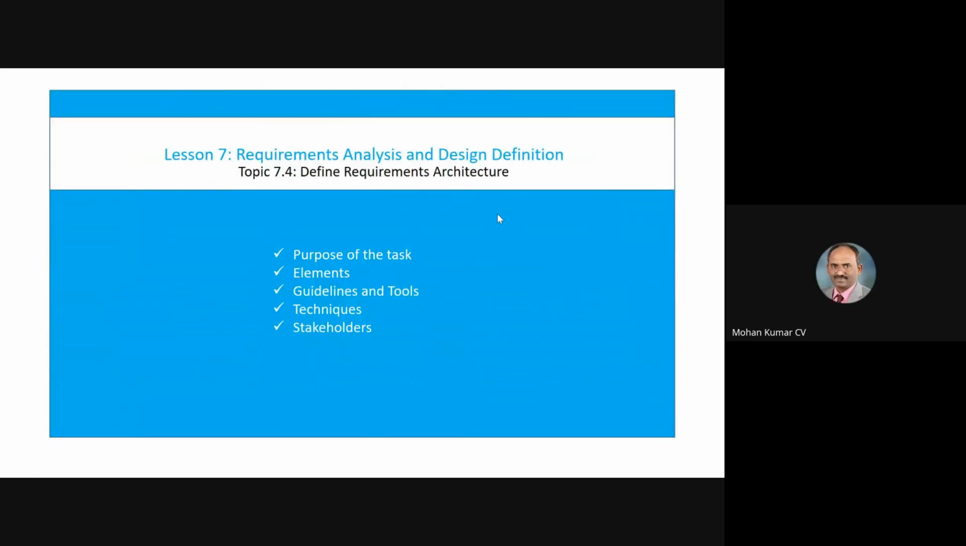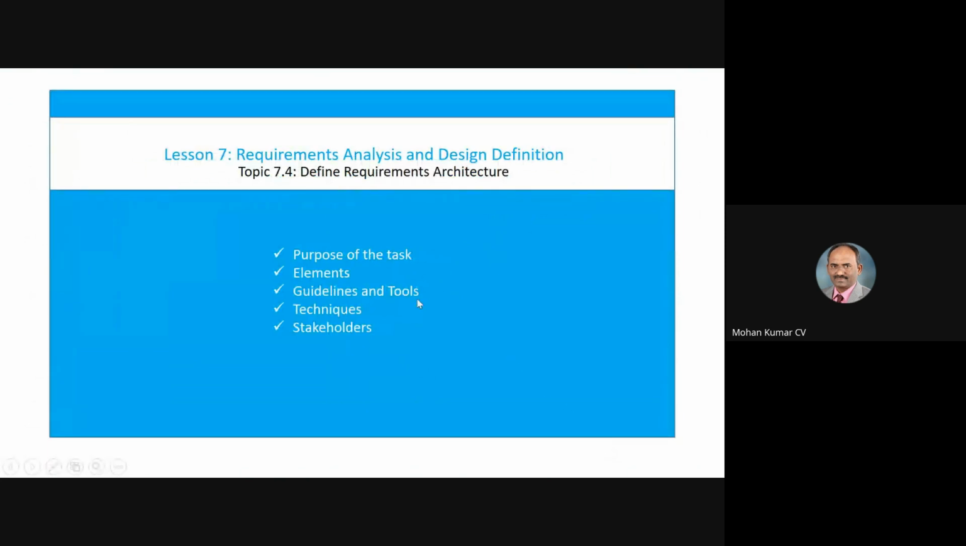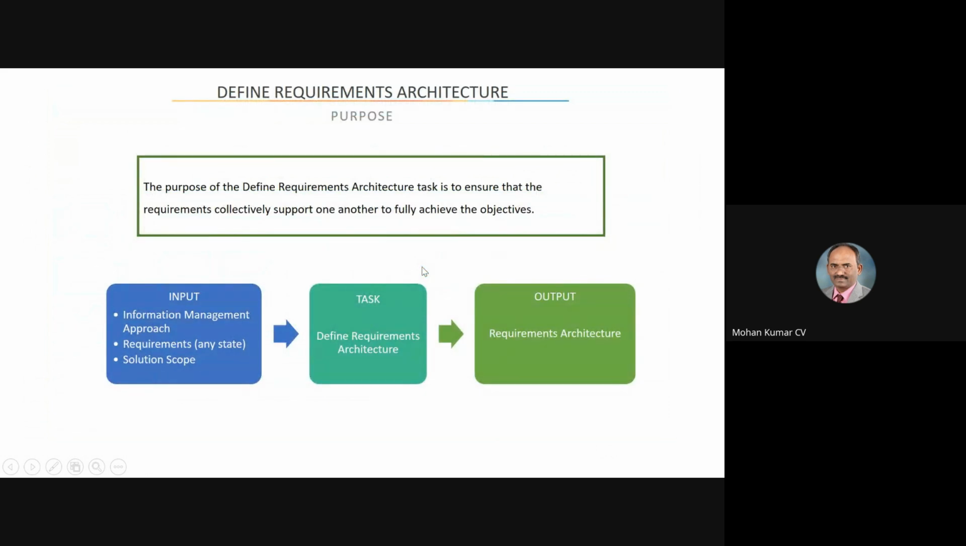Okay, requirement analysis and design definition. We are talking about defining requirements architecture. What do you mean by that? The inputs could be the information management approach, the different requirements in whatever state they are, and the solution scope. Based on that, you need to define the requirements architecture.